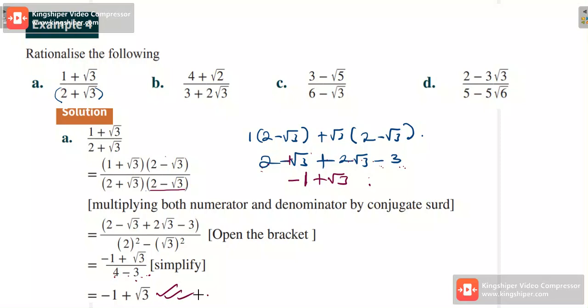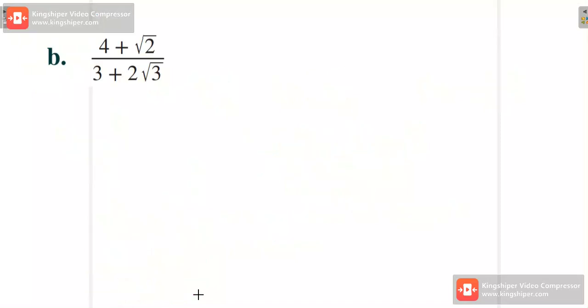Let's go to the B and try our hands on this. So this one, I want us to solve it together. Our denominator is 3 plus 2 root of 3. So we want to rationalize it by multiplying this by 3 minus 2 root of 3. Then also do the same thing for the numerator. So also multiply this by 3 minus 2 root of 3.